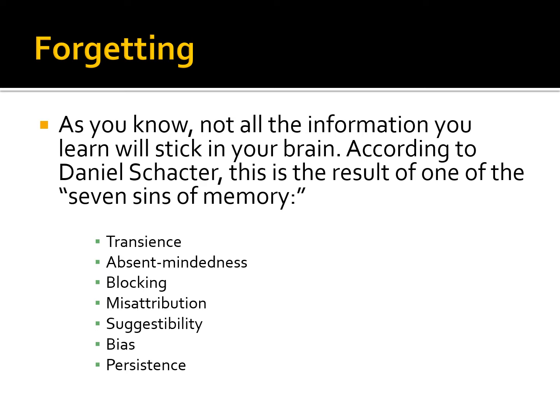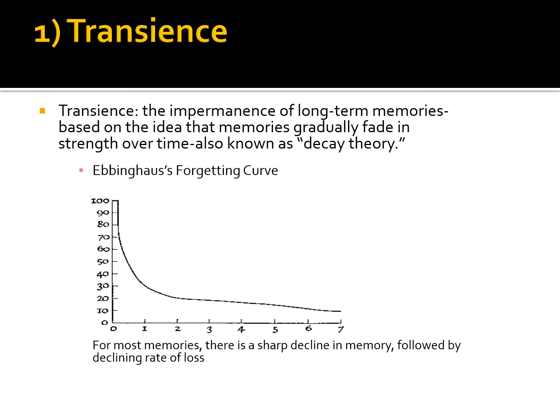The first one, transience, is the impermanence of long-term memories, based on the idea that memories gradually fade in strength over time, also known as the decay theory. For most memories, there's a sharp decline in memory followed by declining rates of loss. This is Ebbinghaus's forgetting curve.